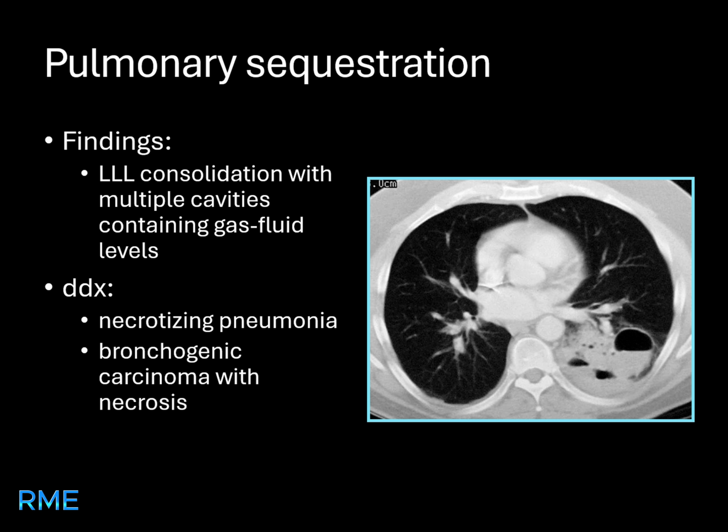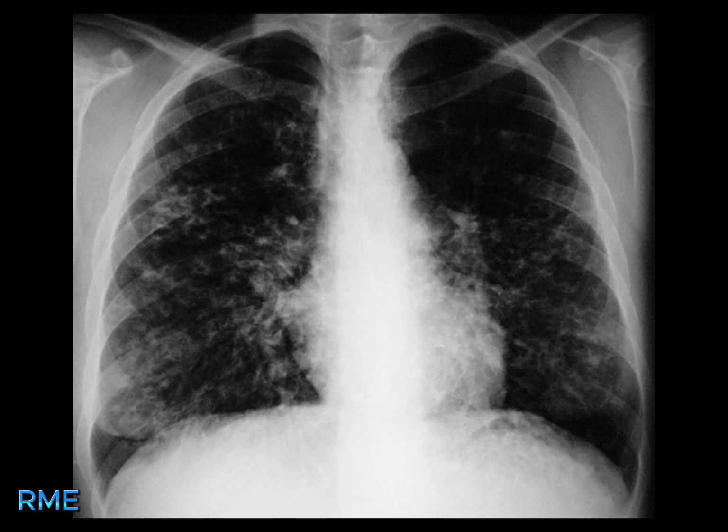To further evaluate, I would recommend a CT angiography to delineate the anomalous blood supply and confirm the diagnosis. Management typically involves surgical resection of the sequestered lung tissue. Let's move to the next case.